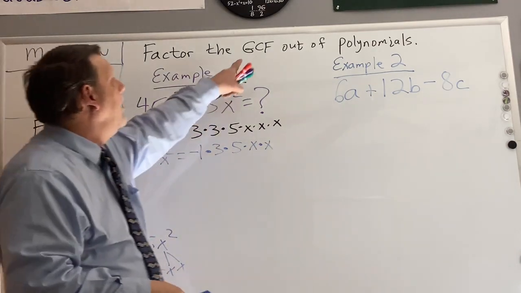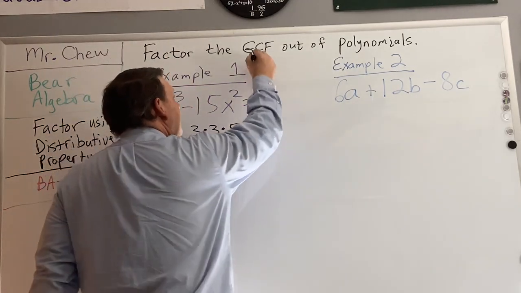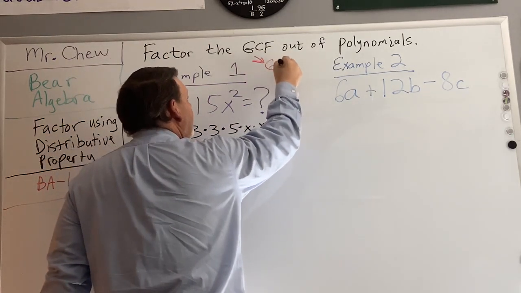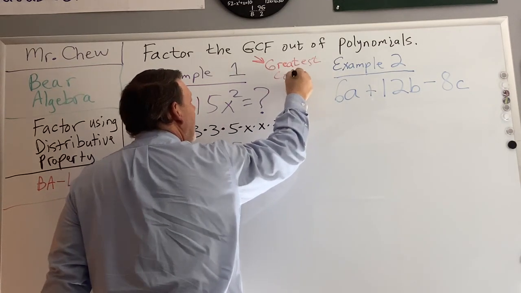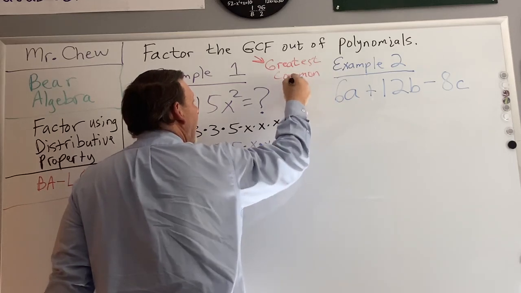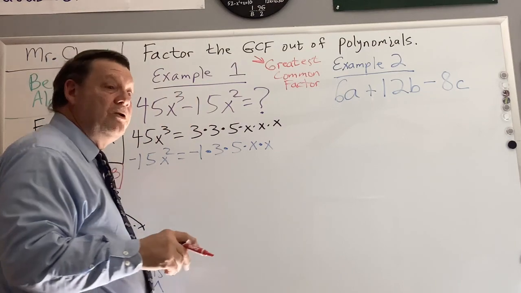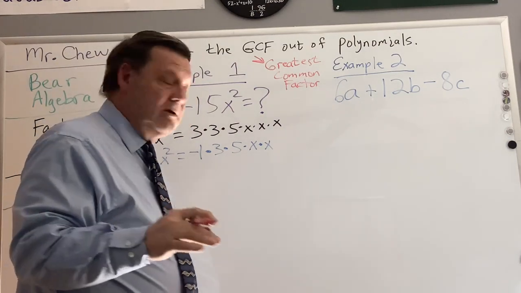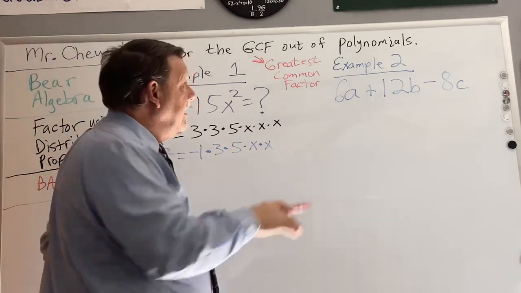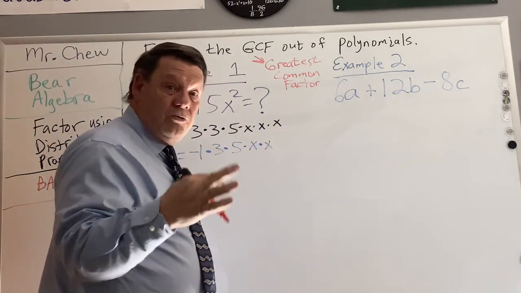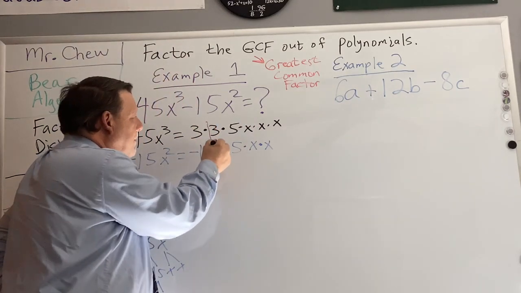Now, since we want the GCF, and GCF stands for greatest common factor, I have to find what's common. So it has to be in both of them. And in a case like example 2, where there are 3 of them, it has to be in all 3 of them. So I circle it if it's in the top and the bottom.